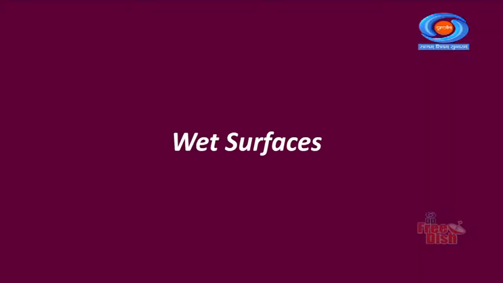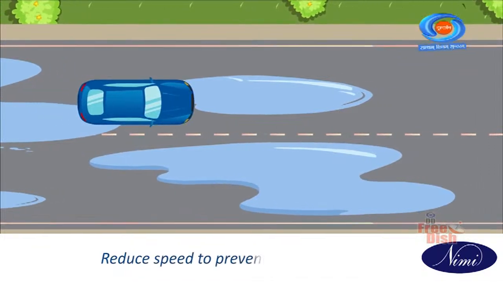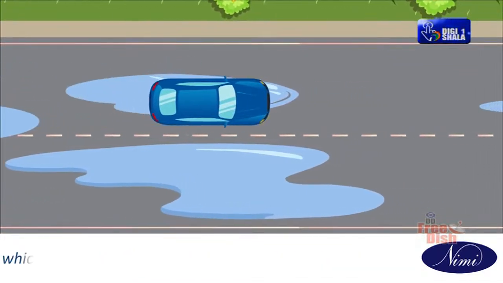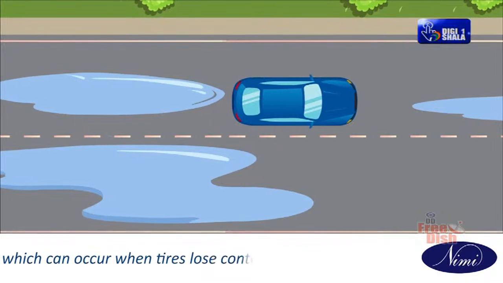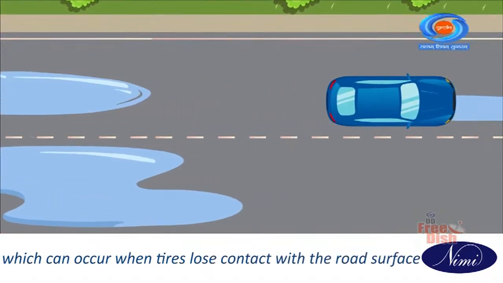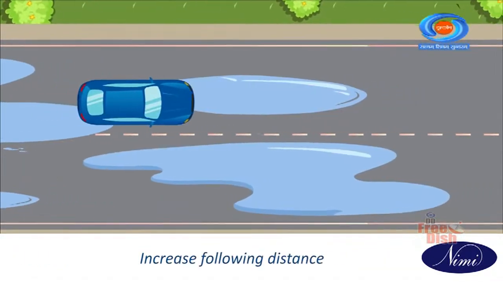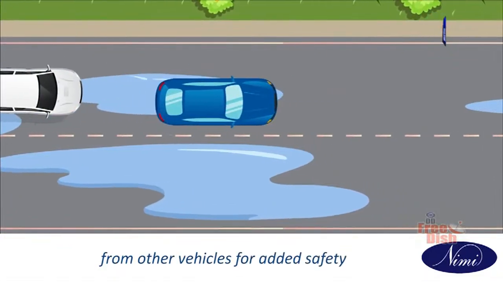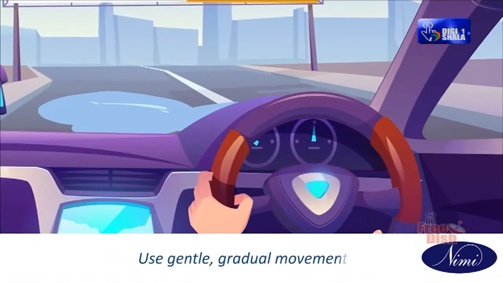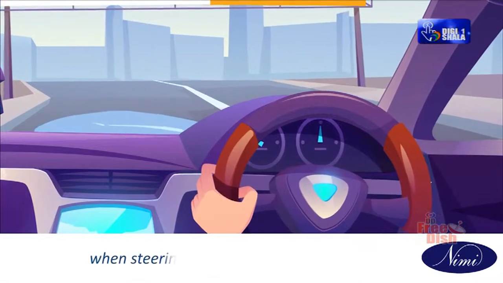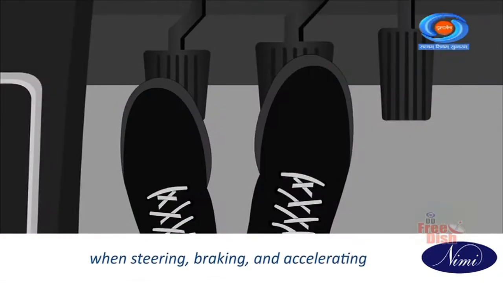Wet surfaces. Reduce speed to prevent hydroplaning, which can occur when tires lose contact with the road surface. Increase following distance from other vehicles for added safety. Use gentle, gradual movements when steering, braking and accelerating.